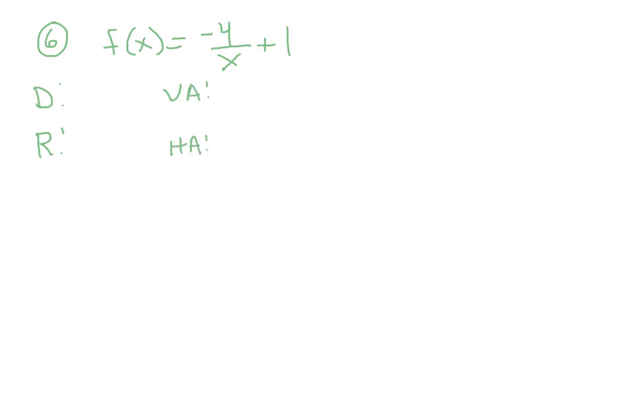Okay, let's look at number 6. We've got f of x equals -4 over x plus 1. Let's do our domain, our range, our vertical asymptote, and our horizontal asymptote. Okay, vertical asymptote, x equals 0, because there's nothing down here with the x. Domain, x doesn't equal 0. Horizontal, y equals 1. Range, y doesn't equal 1.